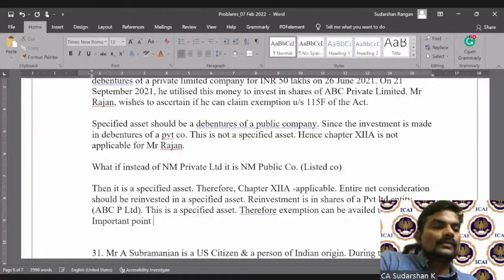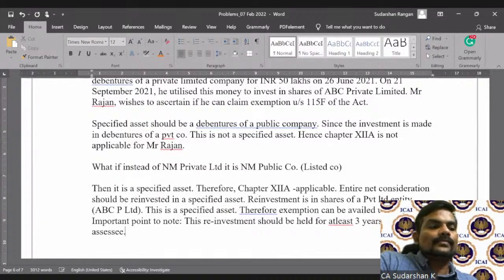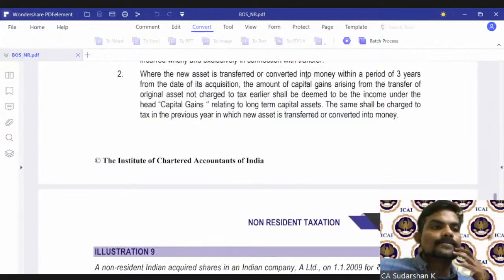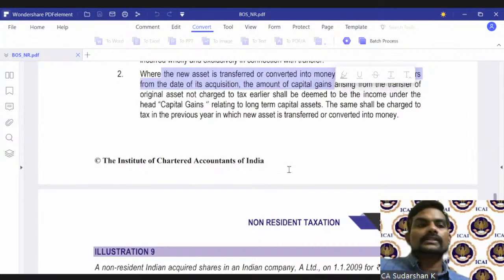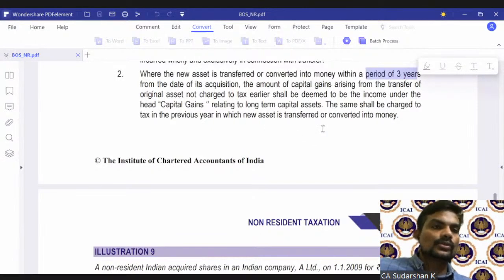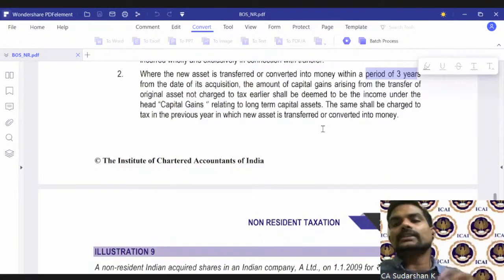Important point to note, this reinvestment should be held for at least 3 years by the assessee. So he cannot immediately sell. So these shares of the Indian company, which he has reinvested, should be held for at least a period of 3 years from the date of its acquisition. Look here, where the new asset is transferred or converted into money within a period of 3 years from the date of its acquisition, the amount of capital gains arising shall not be charged to tax. So the condition is, within 6 months I have to reinvest, and that new asset should not be transferred or converted into money for at least 3 years.